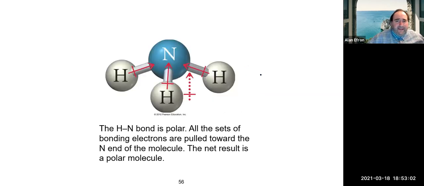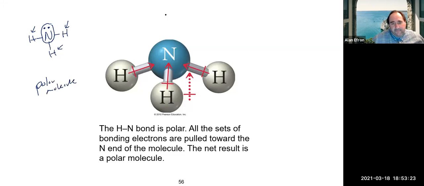Here's our NH3, and if you draw NH3, you could apply the same approach we just did. Again, I have dots. I've got everybody the same. I have a polar molecule. And not drawn here, but there are some non-bonding electrons happening here.